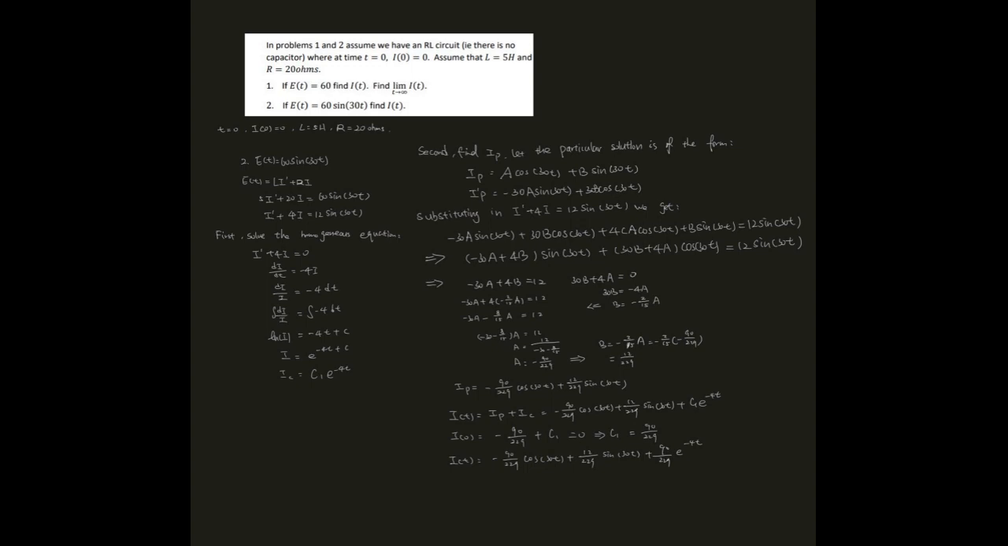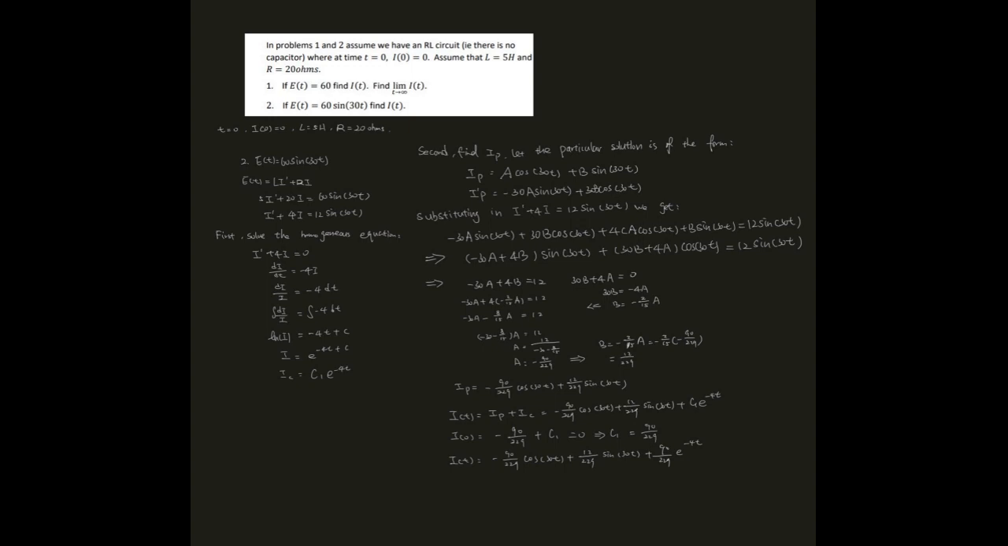And first, we need to solve the homogeneous equation. We have i prime plus 4i equals 0. And that means di over dt equals negative 4i. di over i equals negative 4 dt. And integrating both sides, we have ln i equals negative 4t plus c. And using e, we can have i equals e to the negative 4t plus c. We have i_c equals c1 times e to the negative 4t.